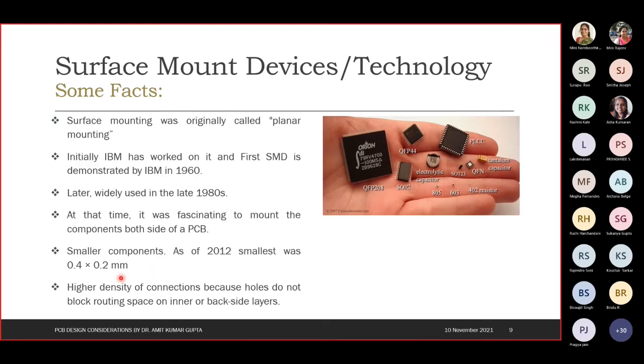As of 2012, the smallest component size which was available in SMD was 0.4 by 0.2 mm. Here you can see some of the SMD components on his hand, and the smallest component I can't even find where it is. Maybe this one.